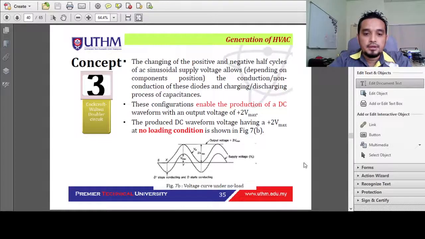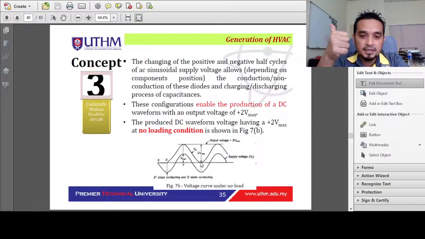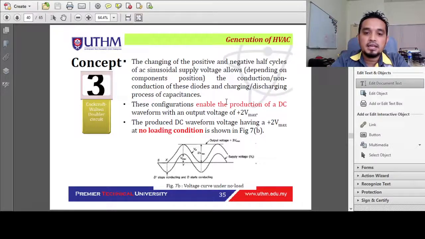Right, next. The changing of the positive and negative half cycles of the AC sinusoidal supply determines the conduction and non-conduction of the diodes, and the charging and discharging of the capacitances. Because of the arrangement of the diodes, first we prevent the negative cycle, and second is the discharge from the capacitance to magnify the total voltage output. This enables the production of a DC waveform with an output of 2 times Vmax.